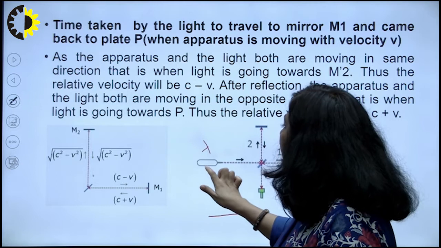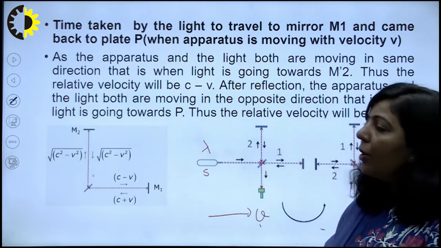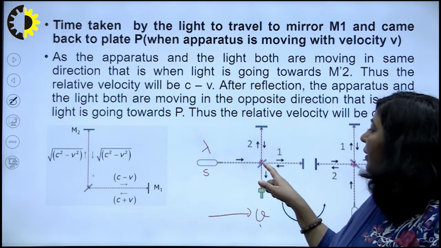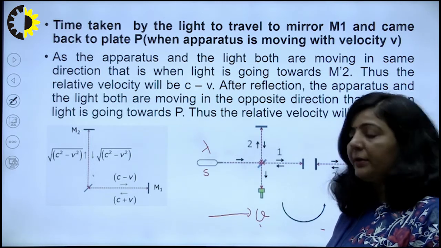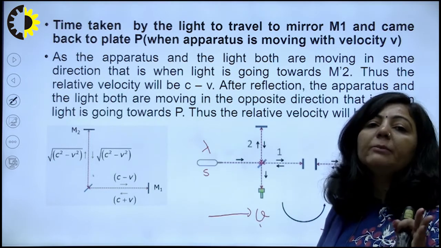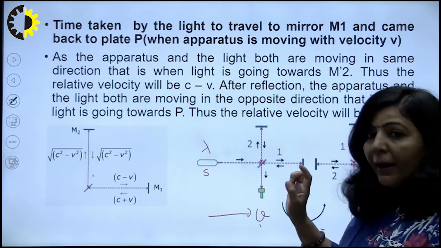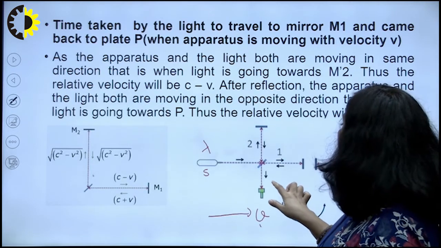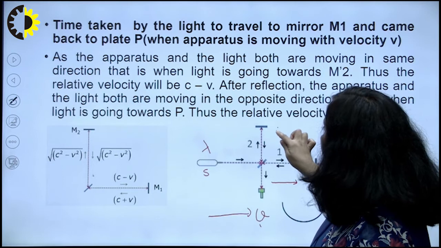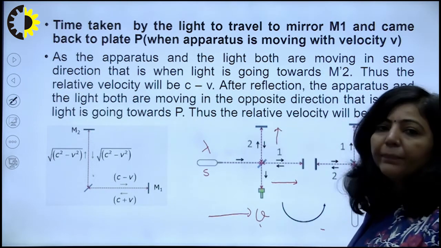This is your monochromatic source of light S. From this source, light will be incident on the glass plate. When light is incident on the glass plate, it will divide into two parts because this glass plate is acting as a beam splitter. One part, the transmitted part, will move toward this particular mirror, and the reflected part will move toward this particular mirror.